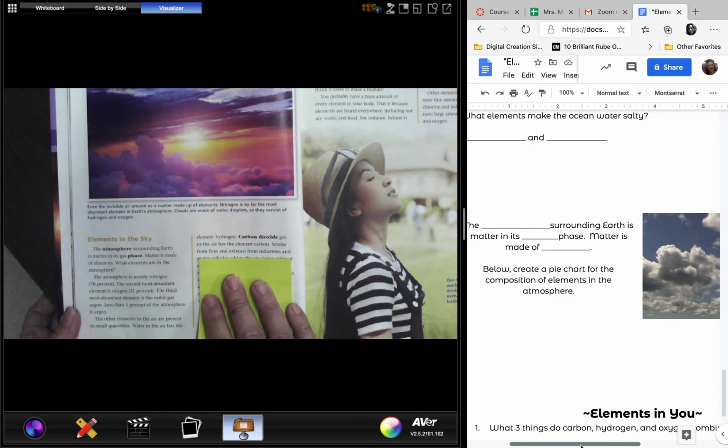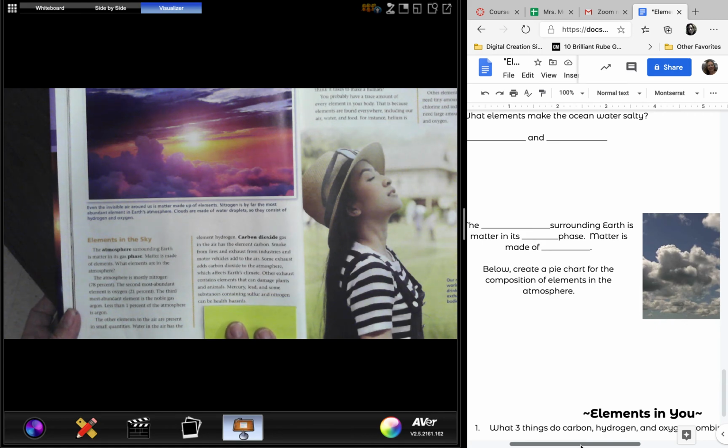Smoke from fires and exhaust from industries and motor vehicles add to the air. Some exhaust adds carbon dioxide to the atmosphere, which affects Earth's climate. Other exhaust contains elements that can damage plants and animals. Mercury, lead, and some substances containing sulfur and nitrogen can be health hazards.